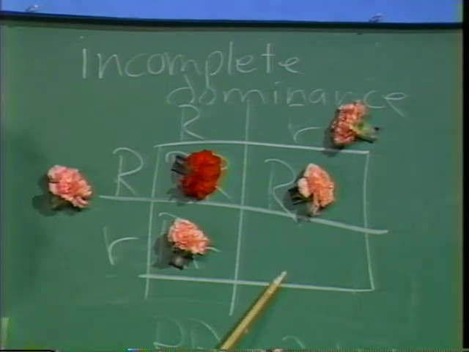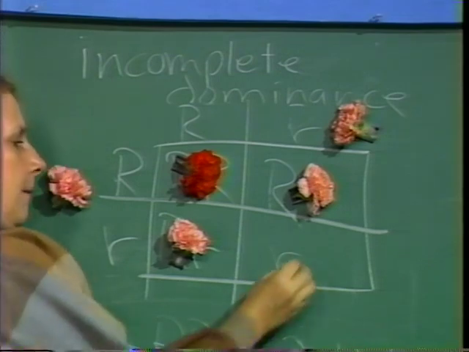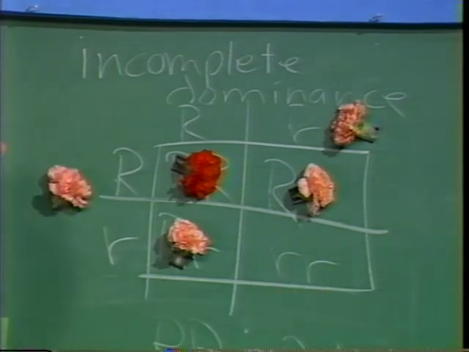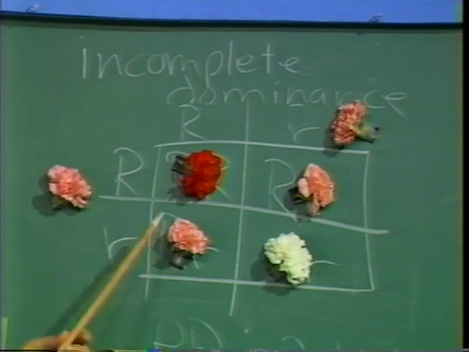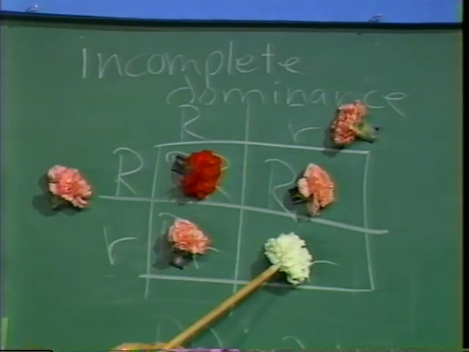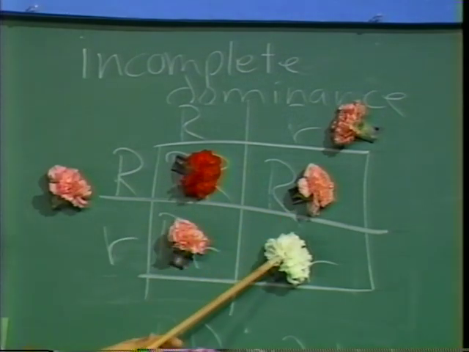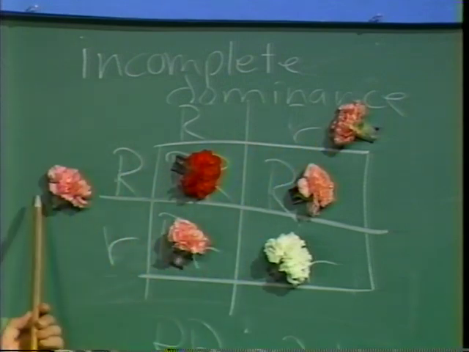R, small r, and small r. What color will that be? White. My goodness, we've got 3 different colors here. We've got red, pink, and white from 2 pink parents.